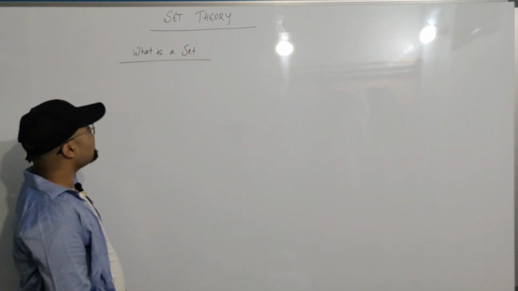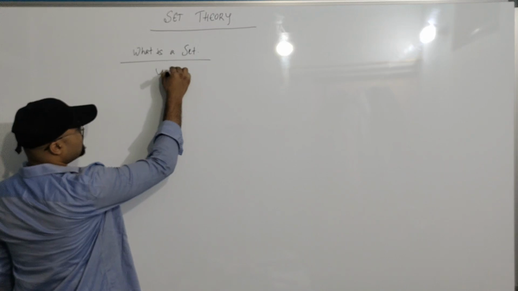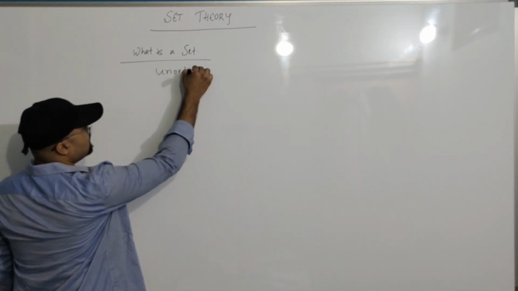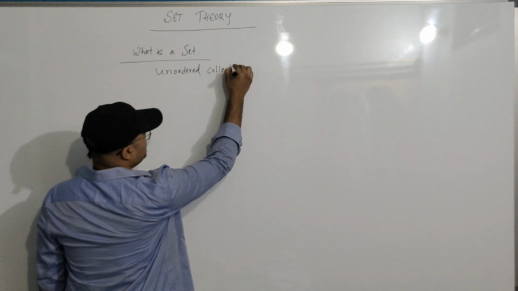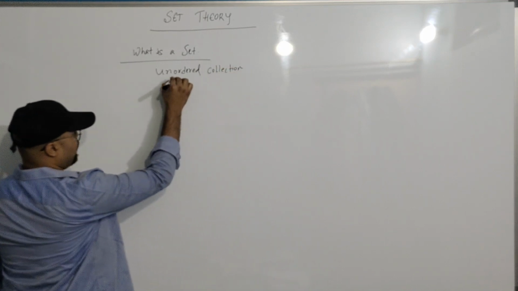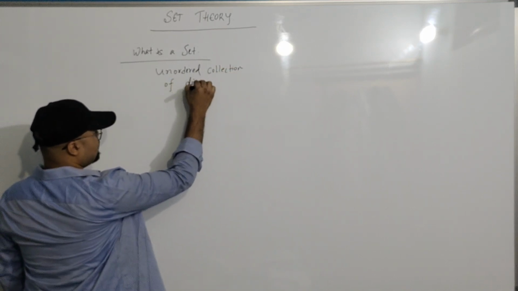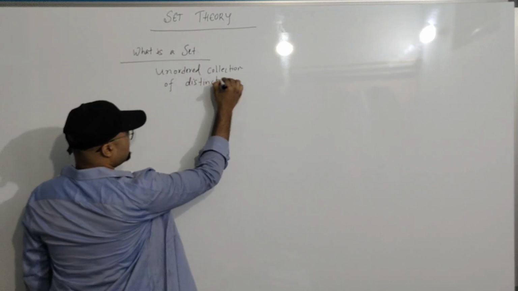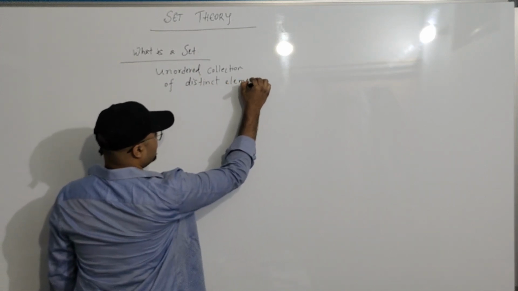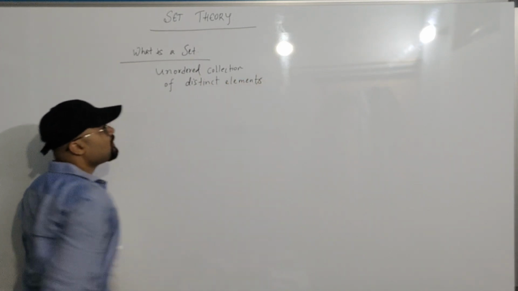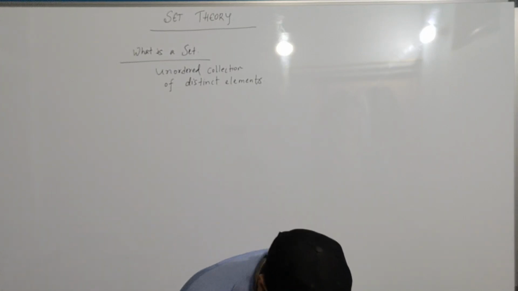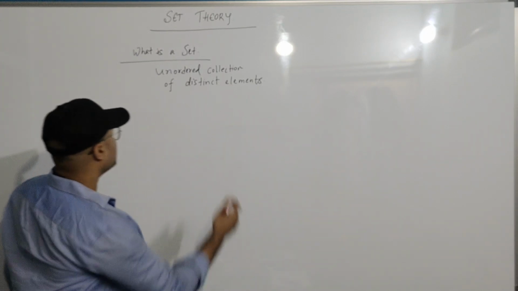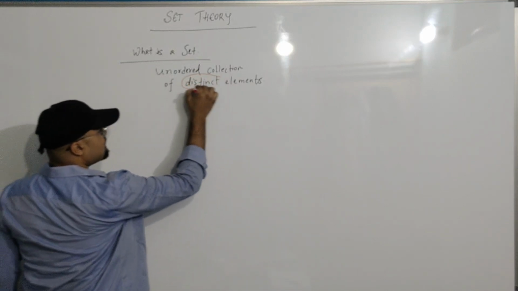So a set is an unordered collection of distinct elements. Unordered collection of distinct elements. Distinct elements.